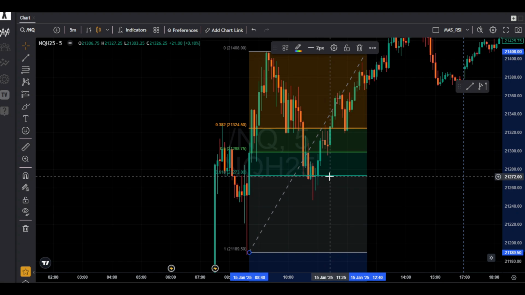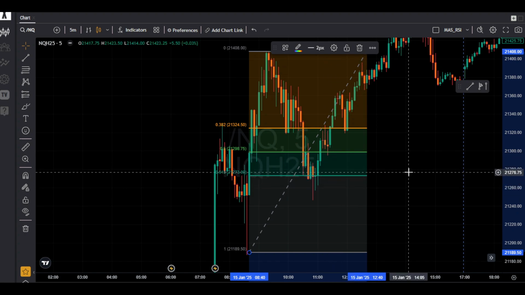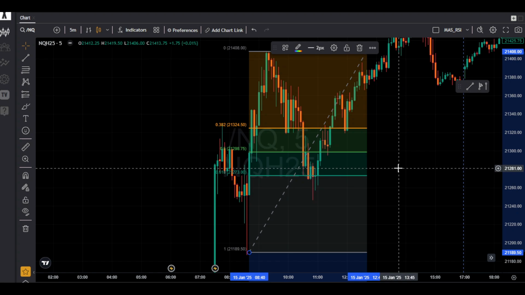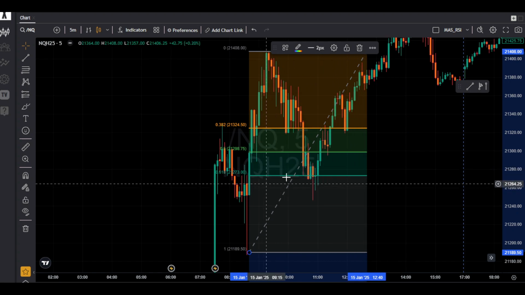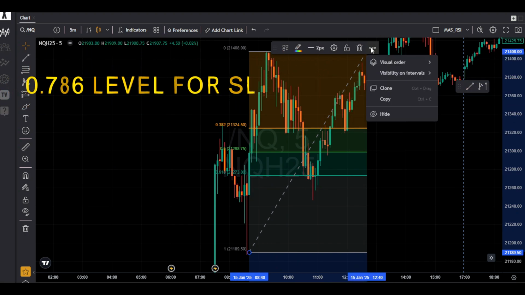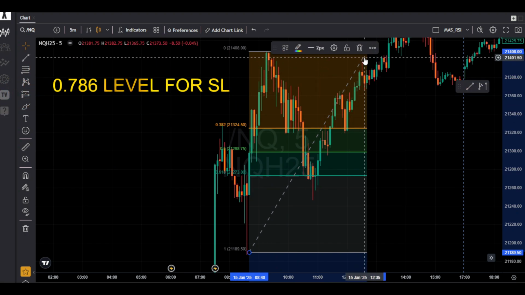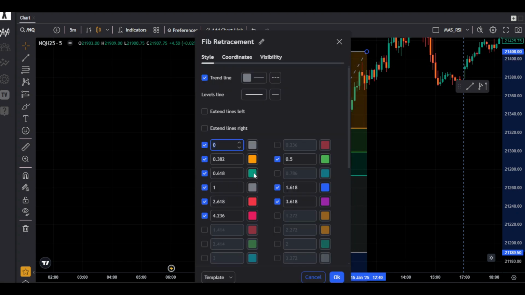I'm on the 5-minute chart, so I may get anywhere from 1 to 3 opportunities during a day. But again, I will be taking A plus setups because I know there's a higher chance for those setups to work. Over here, some people use the 0.786 area as their stop loss if they want, they can set it up.